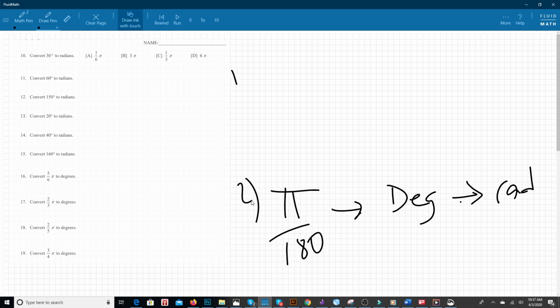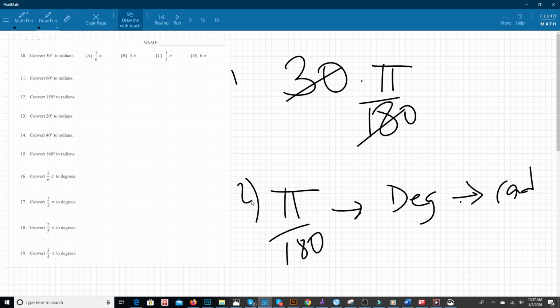Okay, so it's gonna be 30 times pi over 180. Now I can reduce the 30 over 180 into pi over 6, right? Because 30 can go into 180 6 times. So it's pi over 6. So my answer is A.